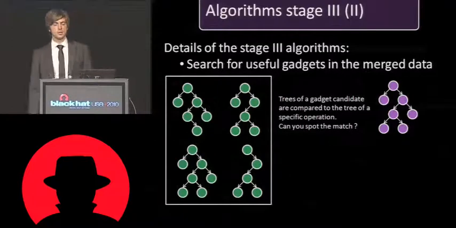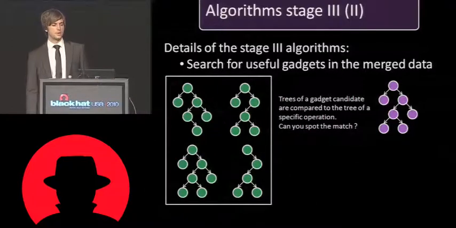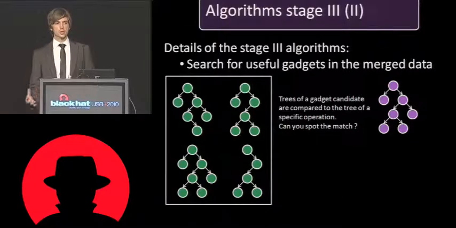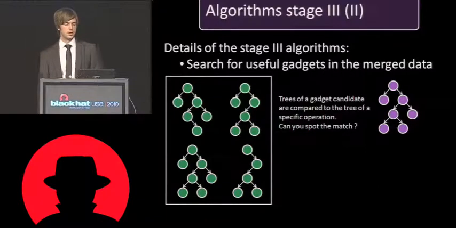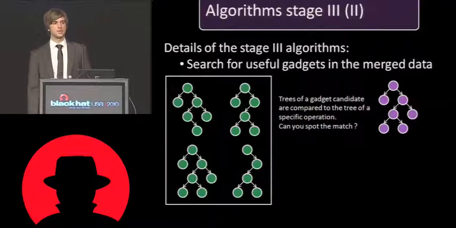As you can see here, on the left side, there are some of the trees which might be found by the algorithms. And now we are trying to match those with the tree on the right side. And I'm pretty sure that you can really fast spot the match here and find the tree that exactly matches this operation. That is basically what we do.